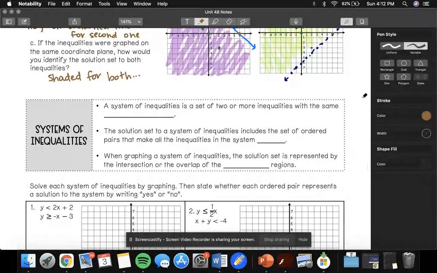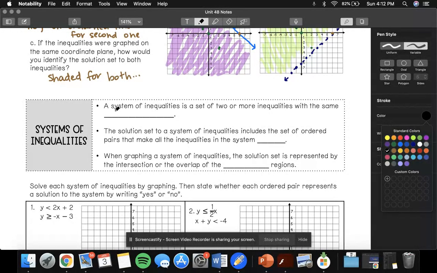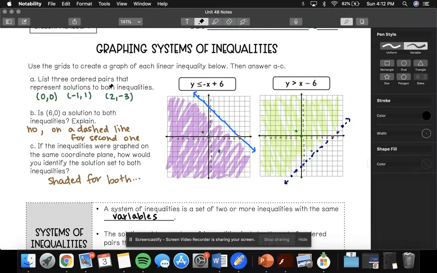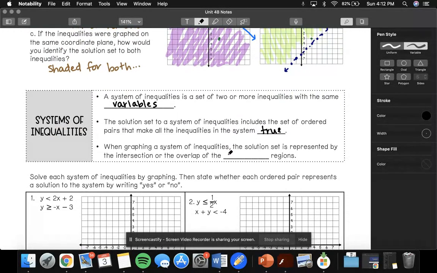A system of inequalities is a set of 2 or more inequalities with the same variables. The solution set to a system of inequalities includes the set of ordered pairs that makes all of the inequalities in the system true. Like up here where we had to come up with 3 ordered pairs, we had to come up with where they were shaded in both situations. When graphing a system of inequalities, the solution set is represented by the intersection or the overlap of the shaded regions. So where are they shaded in both graphs?